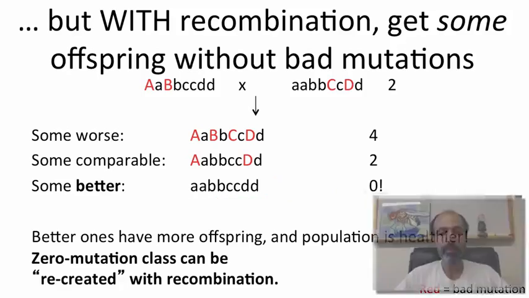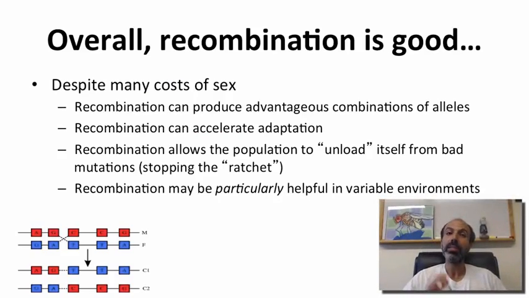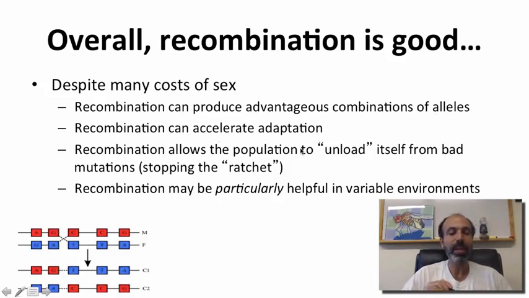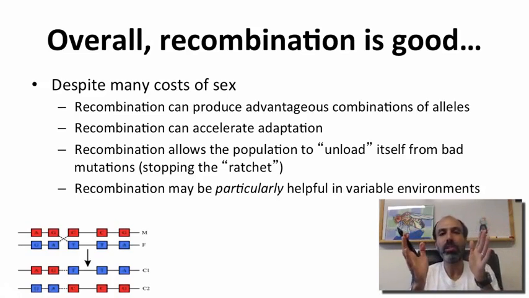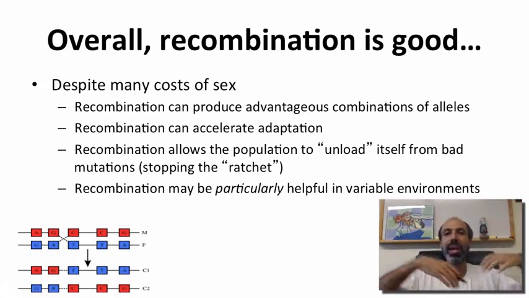So overall, we'd have to say recombination is good despite the many costs of sex, because recombination can produce these advantageous combinations of alleles, as I showed you, and in that regard, it can accelerate adaptation. Recombination also allows the population to get rid of or unload itself from these bad mutations. Essentially, it stops the ratchet. Now, this will especially be true if you're living in a variable environment. If you're in a very constant environment, then maybe not having recombination isn't so bad. But if you have a variable environment, you're essentially hedging your bets by producing more varied offspring.